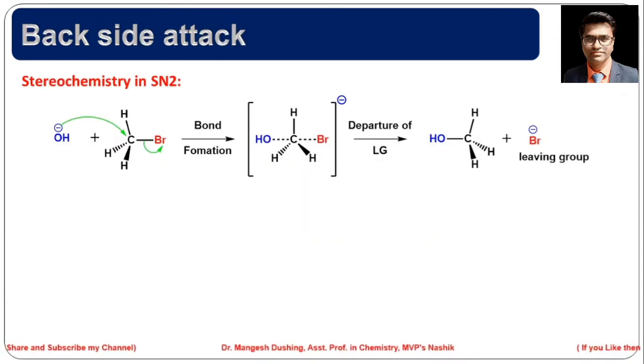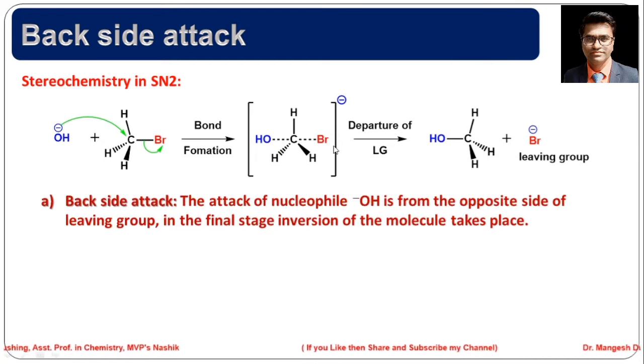Friends, as we know, in an SN2 reaction, that is a bimolecular nucleophilic substitution reaction, the nucleophile attacks from the back side of the leaving group. Then we get this transition state. Then after breakdown of this transition state and departure of the leaving group, we get methyl alcohol. This is the hydrolysis of methyl bromide to methyl alcohol. The nucleophile OH attacks from the opposite side of the leaving group. That's why in the final stage, inversion of the molecule takes place.